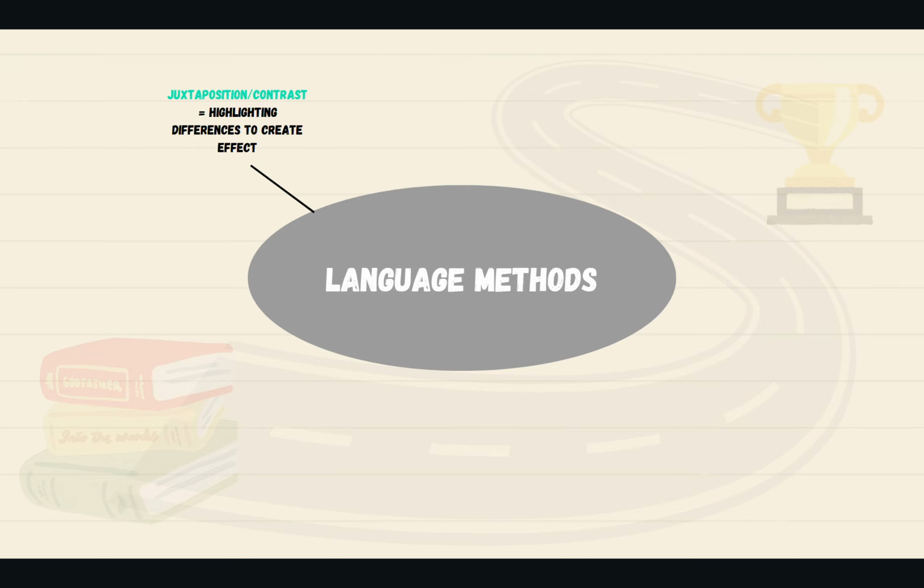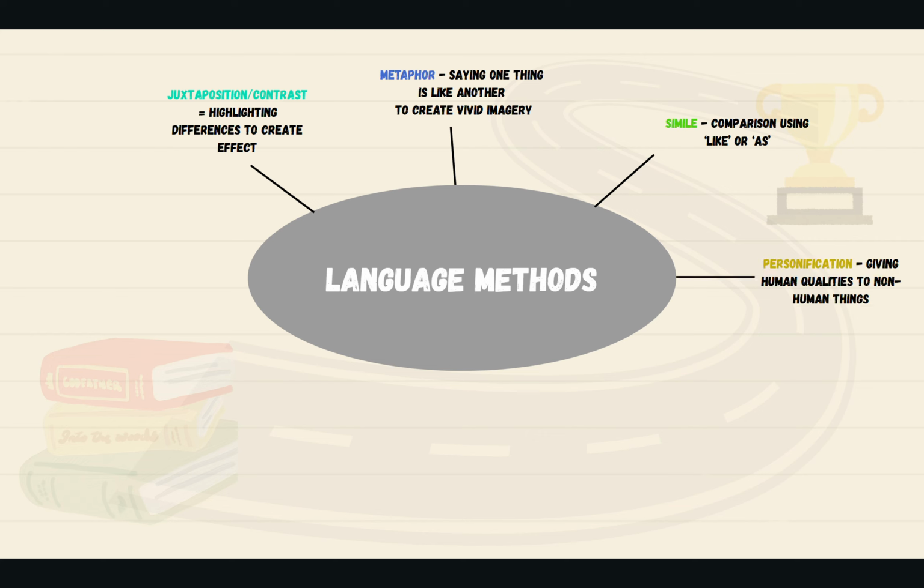So if we have a look at some language methods together, juxtaposition and contrast are used to highlight differences in a text to create a specific effect on the reader. Metaphors are when you say one thing is like another to create vivid imagery. A simile is when you are doing a comparison in a text using the words like or as. Personification is when we are giving human qualities to non-human things, for example, objects like trees or tables. Alliteration is when we are repeating consonant sounds for a specific emphasis or impact.